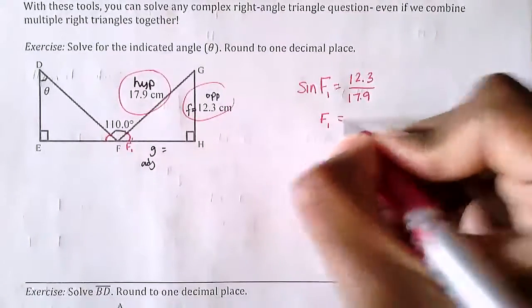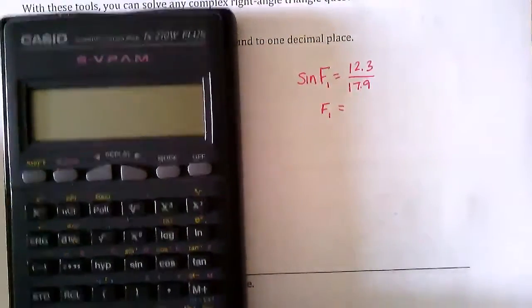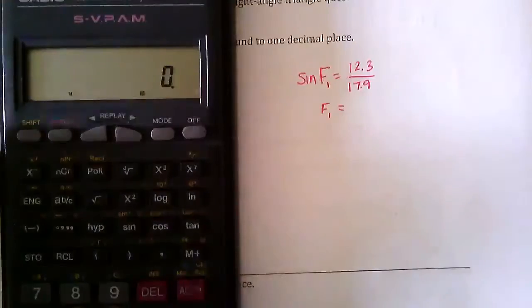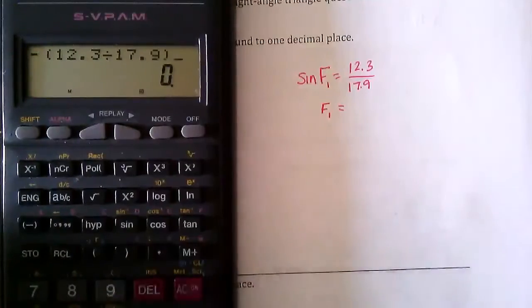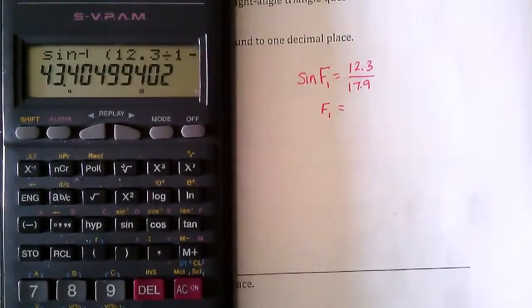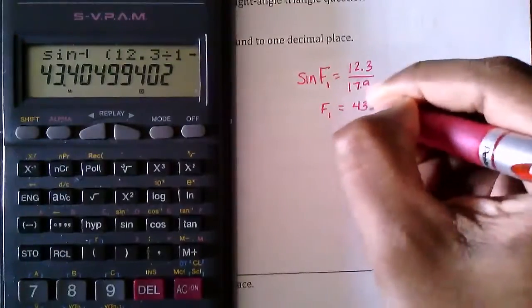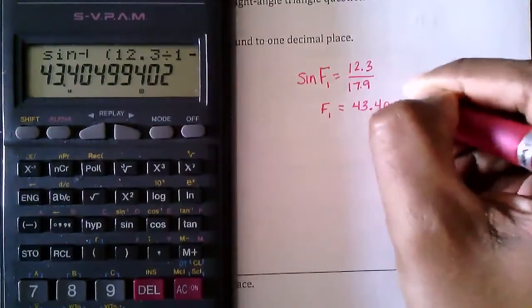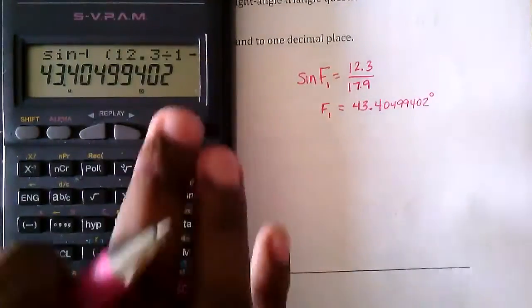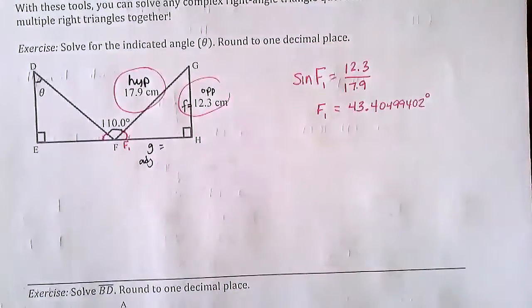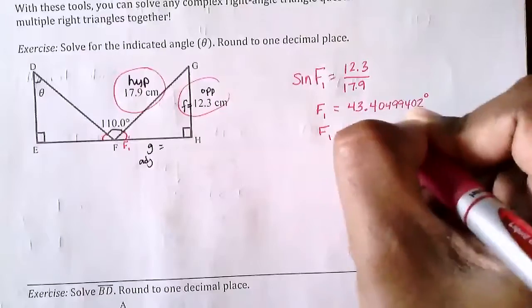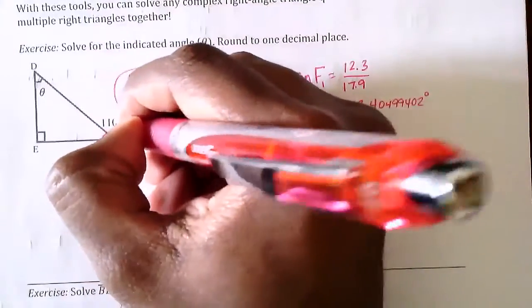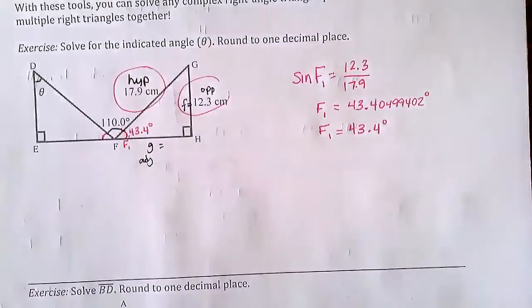To solve for an angle, remember, the only way I can separate the sine out is by doing an inverse trig function. So I'm going to use the inverse and type in the ratio. That gets me about 43.40499402. It's an angle, so I know that's in degrees. And they wanted me to round to 1 decimal place, so I'm going to say f1 is 43.4 degrees.